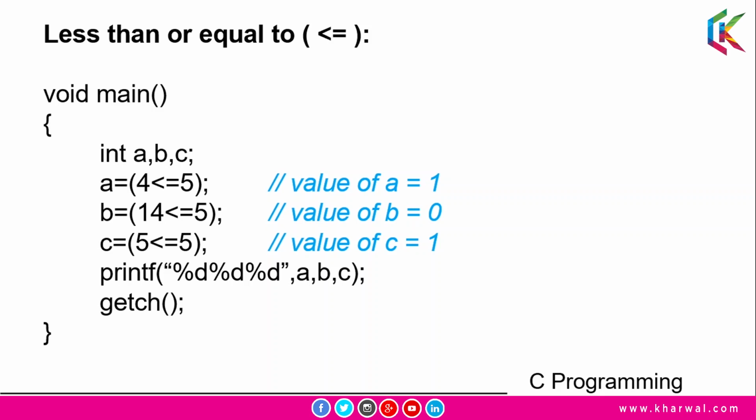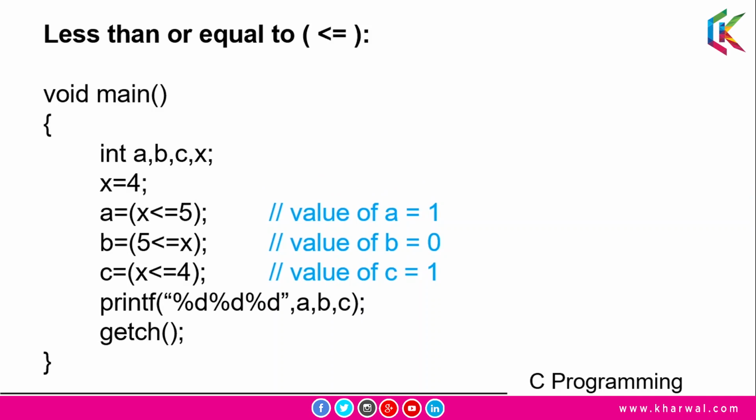Now guys, we can also use variables in these expressions. So let's take an example of it. Guys, this expression will be true because the value of x is 4, so it will return 1 and that will be assigned to A. And in the next expression 5 less than equal to 4, so this expression will be false, so the value of B will be 0. And in the next expression x less than equal to 4, so this expression will be true, so the value of C will be 1.